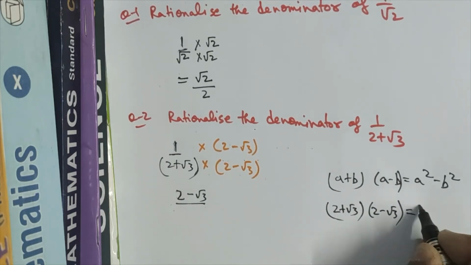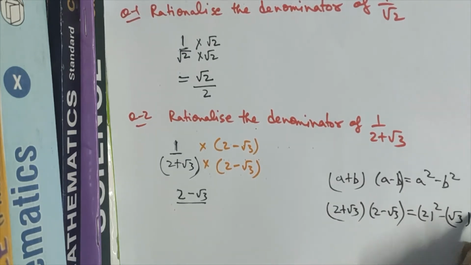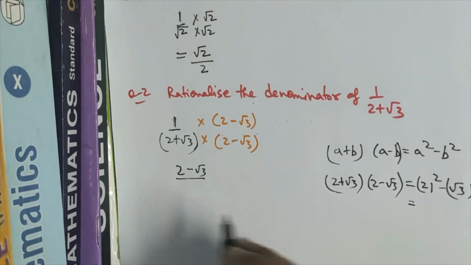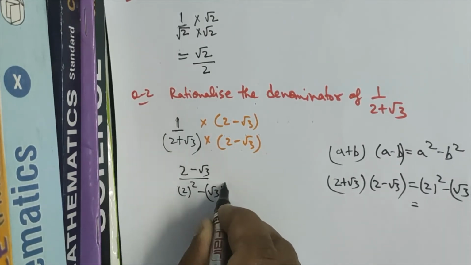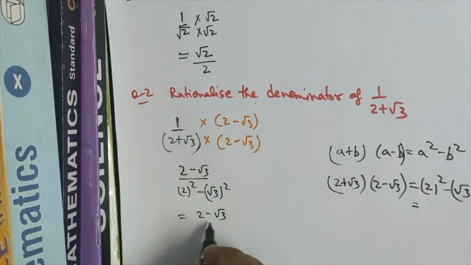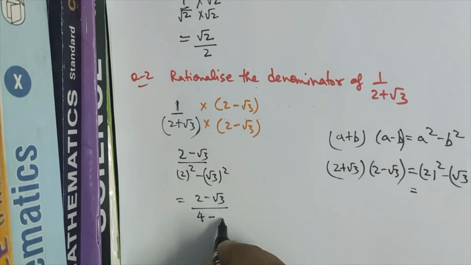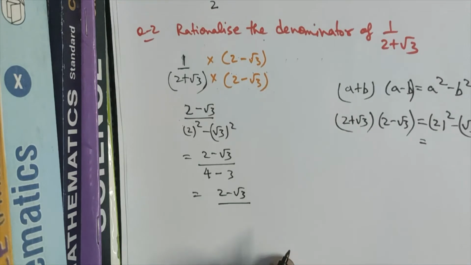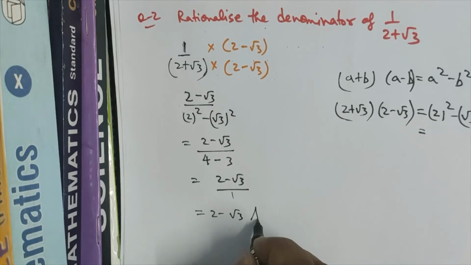That is (a plus b) into (a minus b), that is a square minus b square, which is equal to 2 square minus root 3 square. So that is 2 minus root 3 upon, square of 2 is 4, minus square of root 3, which is 3. So 2 minus root 3 upon 4 minus 3, which is equal to 1. That is, 2 minus root 3 is the answer.